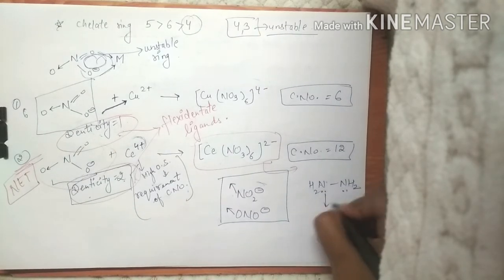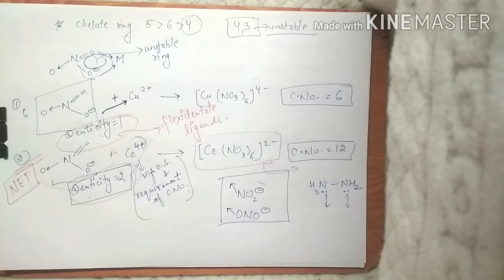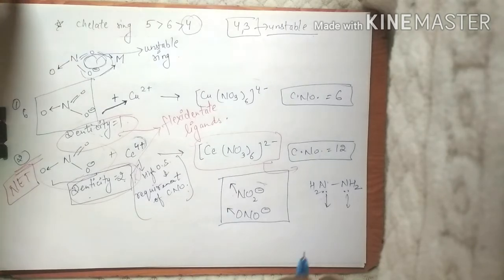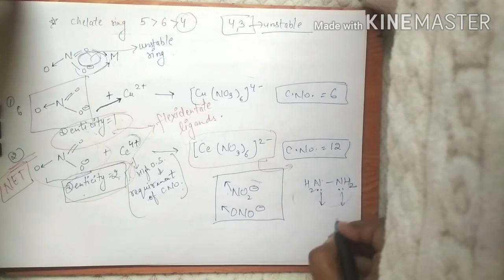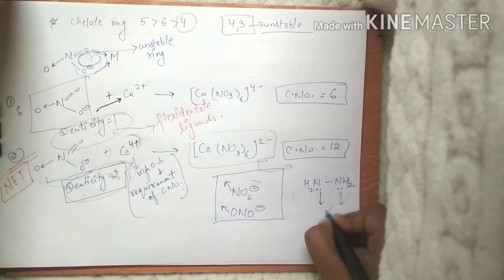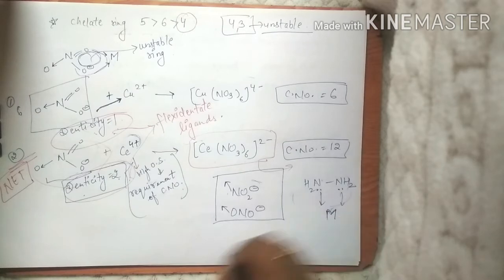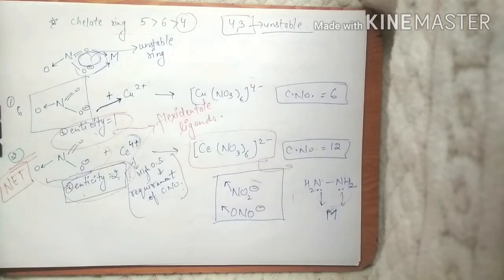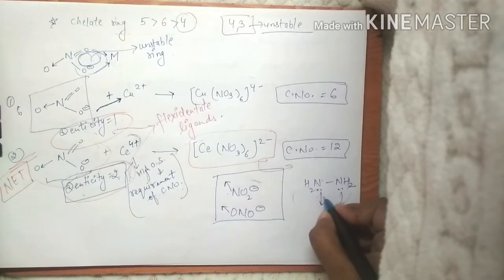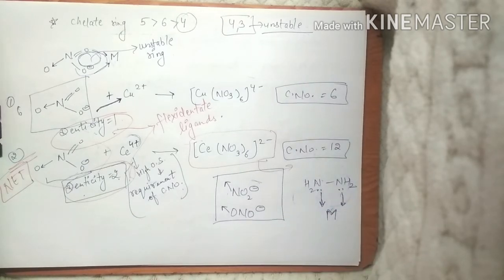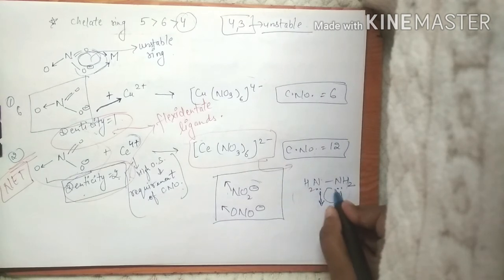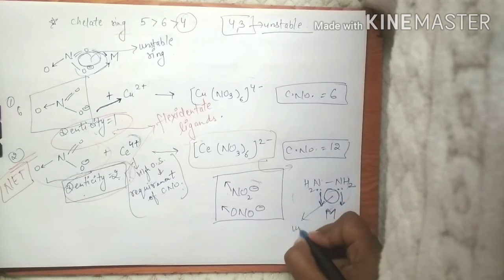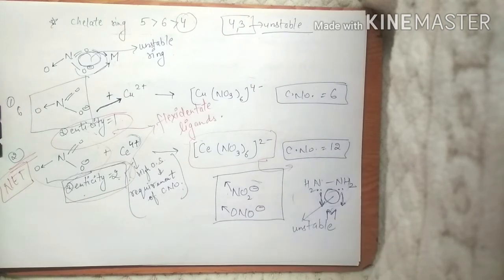Okay, here these two donating sites are available. So first I'm going to discuss this ligand. In case of NH2, there are very few chances that it is going to show denticity of 2. Why? Because if it is showing denticity of 2, then both of these sites will be donating electrons towards the central atom. But when both of them donate, a 3-membered ring will be formed, and this type of ring again is very unstable, right?